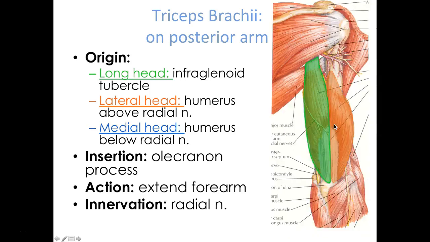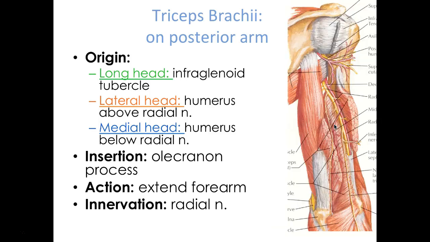So let's go back to this view here, and let's talk about your long head first. It's going to originate from the infraglenoid tubercle. We don't really see that origin here because it's hidden underneath those other muscles. Your lateral head originates on the humerus above the radial nerve. Now, if you're wondering what this radial nerve is, it is right below the lateral head.